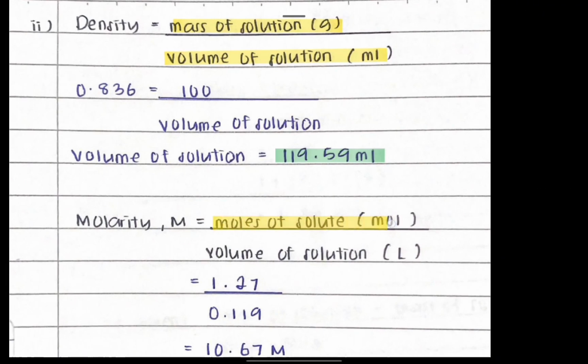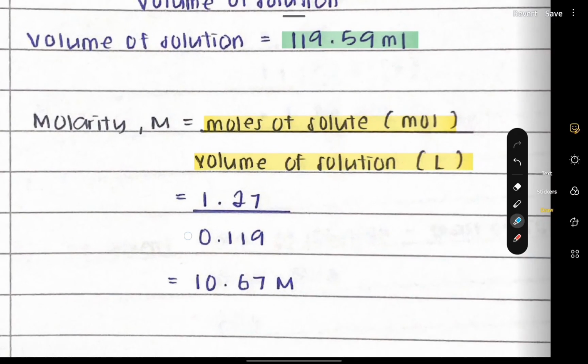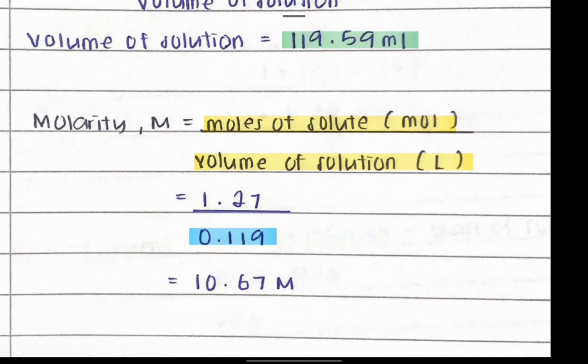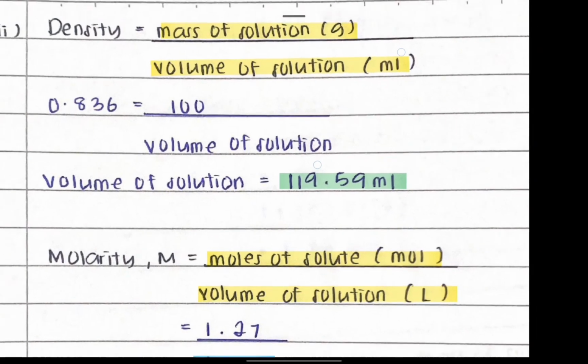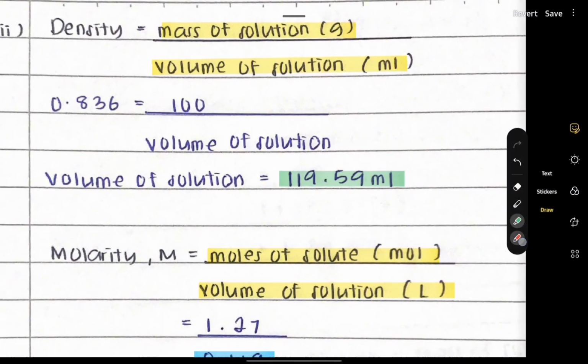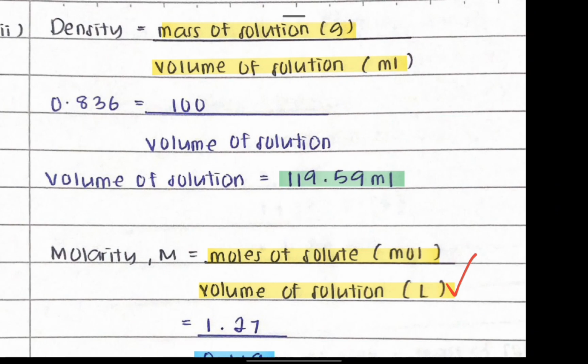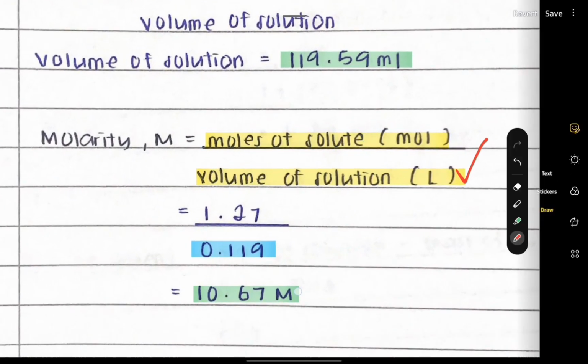Then using the formula of molarity, we substitute the values. Make sure to convert the volume of solution into liter. Lastly, after calculating, we got 10.67 molar for the molarity. The marks were given for the formula of molarity and the final answer with the correct unit.